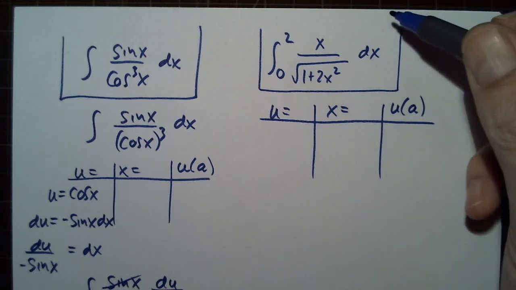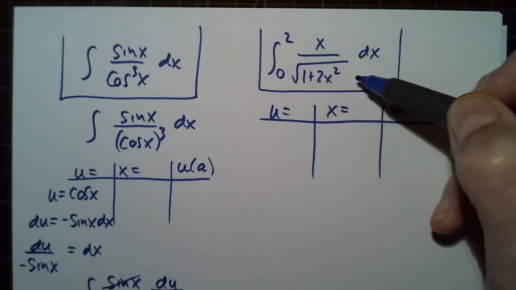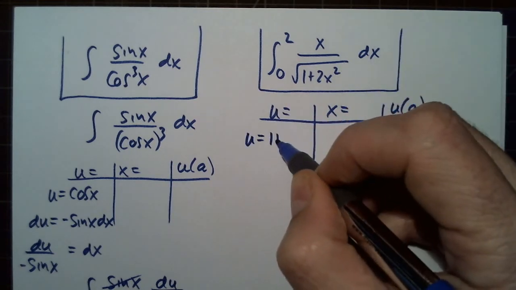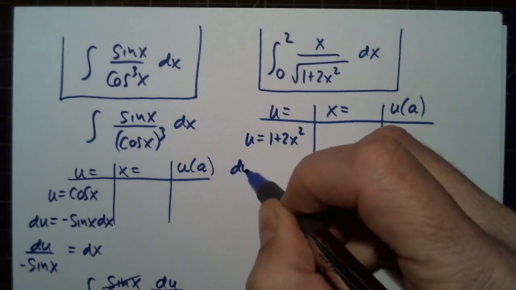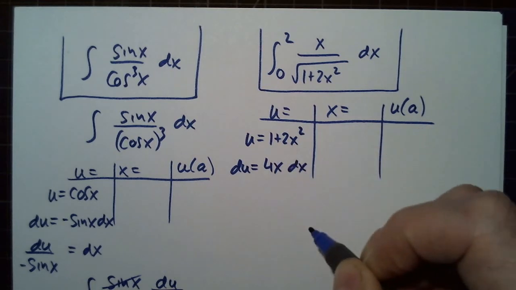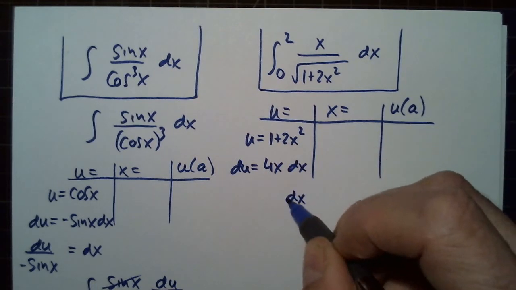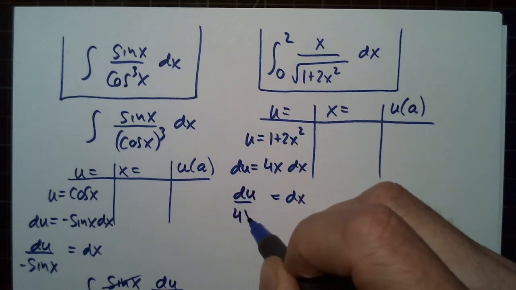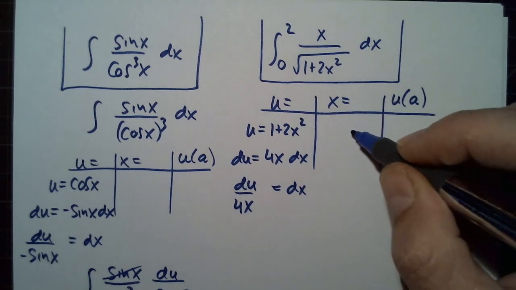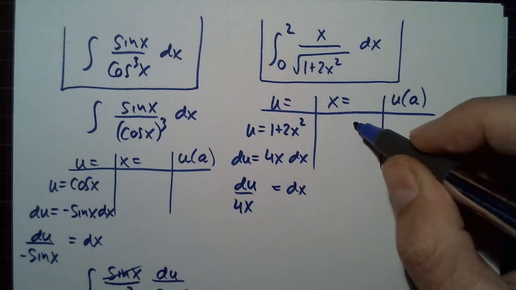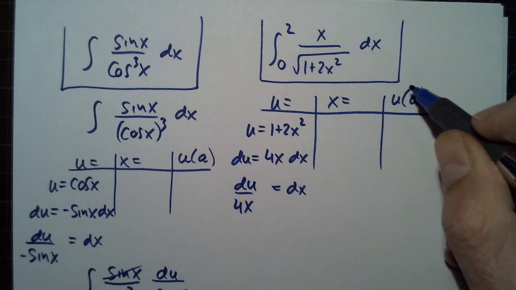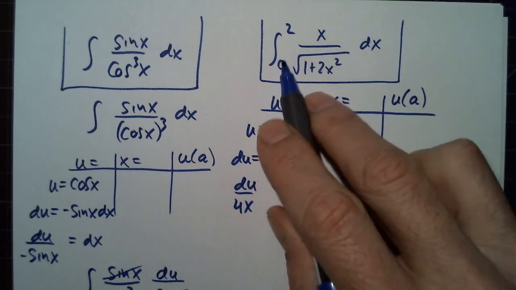Alright, so we look for an inside. Well, the inside could be the whole denominator or just the inside of the radical. Let's try the inside of the radical. The derivative is going to be 4x, and then dx is du over 4x. This is going to be used if the x doesn't cancel. So we just have to substitute and see if there's an x left over, then we can find out what it equals. We do need this now because there are limits.